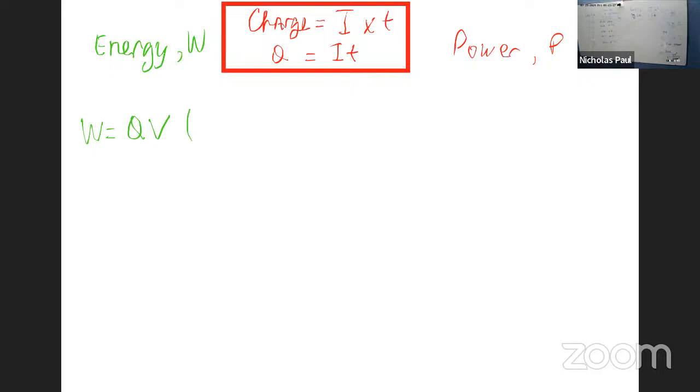SI unit is joules. W is equal to QV, or what's this formula here? W is equal to, take off Q and you can write It.